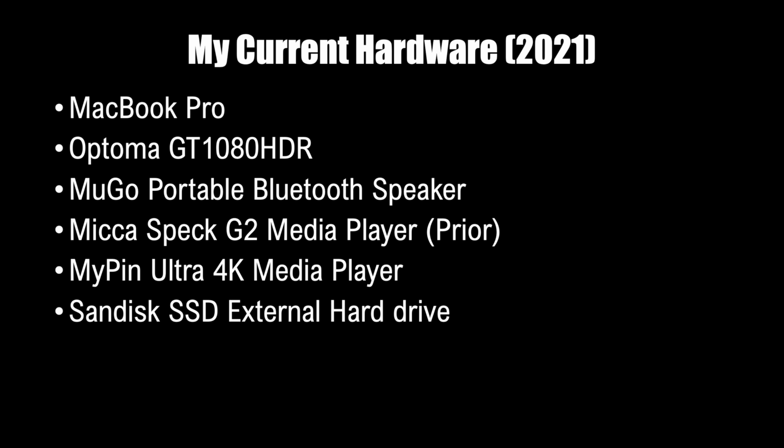My projector is an Optima GT 1080 HDR, which is very popular. The Mugo portable Bluetooth speaker is the one that I use. You can find that on Amazon. The Mica Spec G2 media player was the one that I used to use, and now I switched over to the MyPin Ultra 4K media player. Really, not a huge reason, just a good deal, so I went for it. SanDisk SSD external hard drive is what I use for my external hard drive.